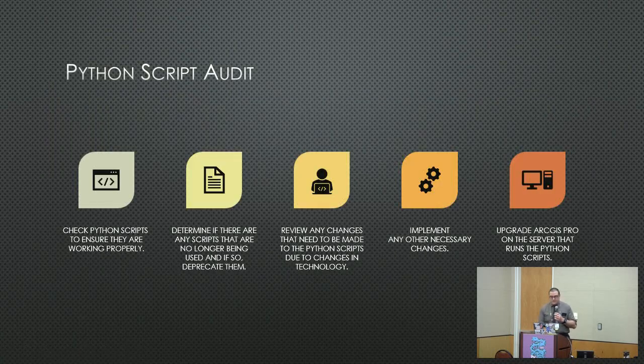So this is the Python script audit overview. All the things that I went through with the implementation workflow is really how we got started with this. So now every Python audit, which is every 6 months, we check the scripts just to make sure if we forgot to document any of them, we have those documented. We determine if they're working. Then we review anything that needs to be changed. Implement any other changes. So like this is like a global change.